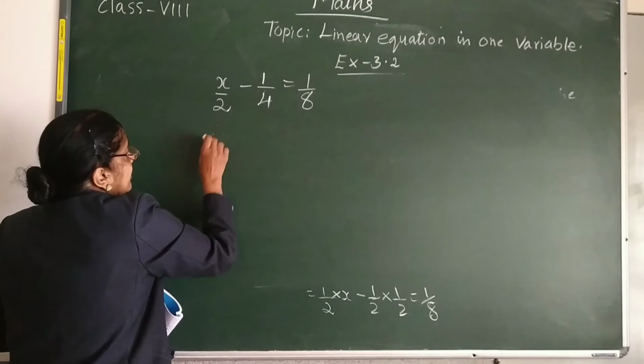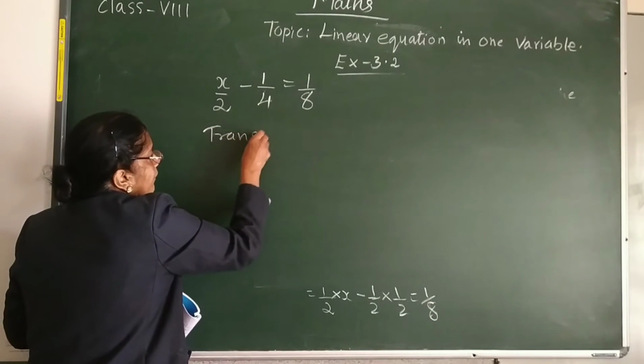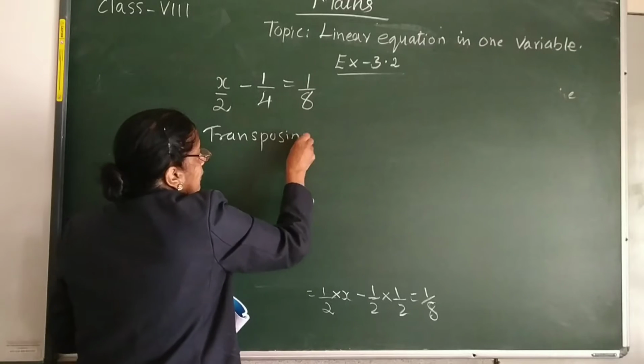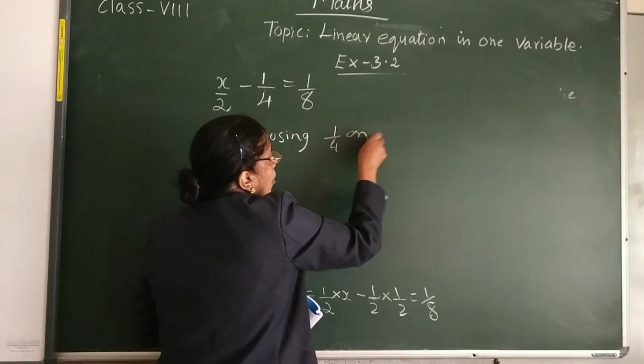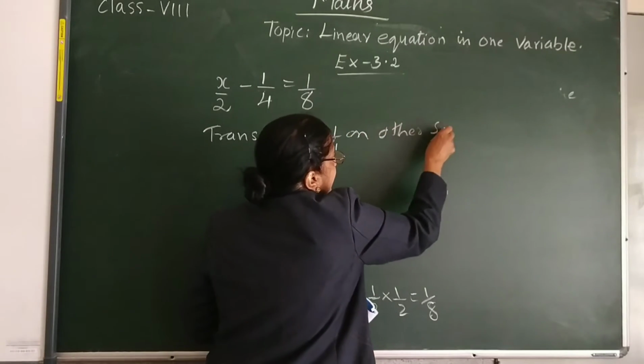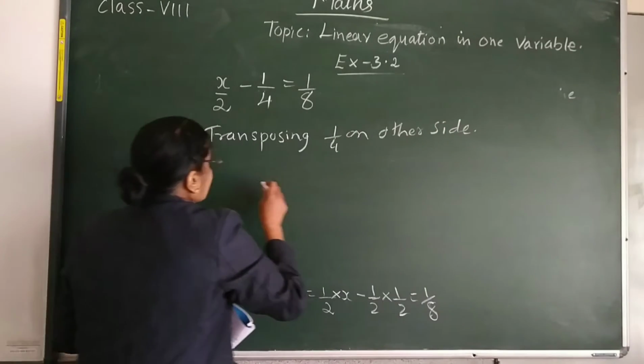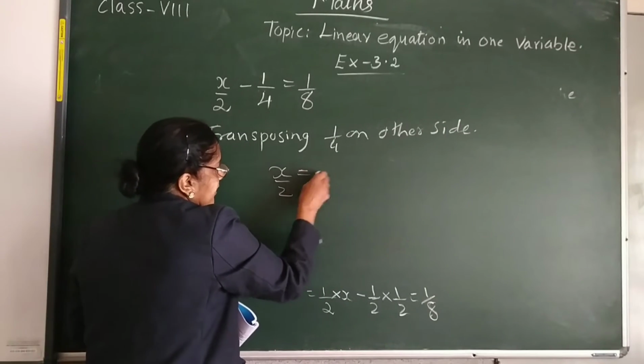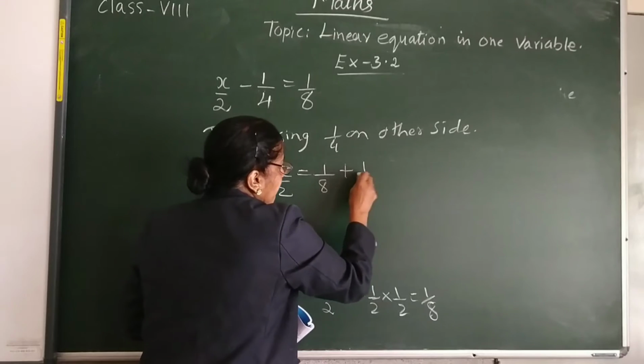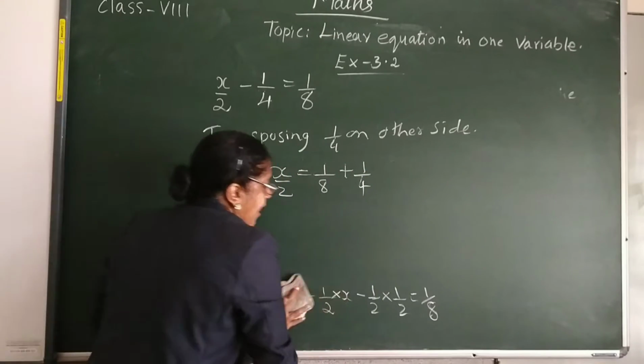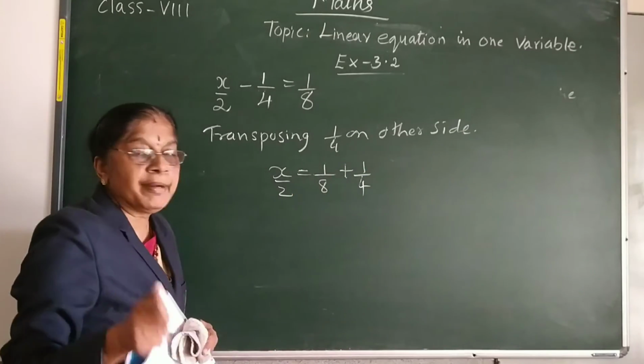So transposing 1 by 4 to the other side. What will you get if you transpose 1 by 4 to the other side? x by 2 is equal to 1 by 8 plus 1 by 4. Minus, I told you the rule, will become plus.